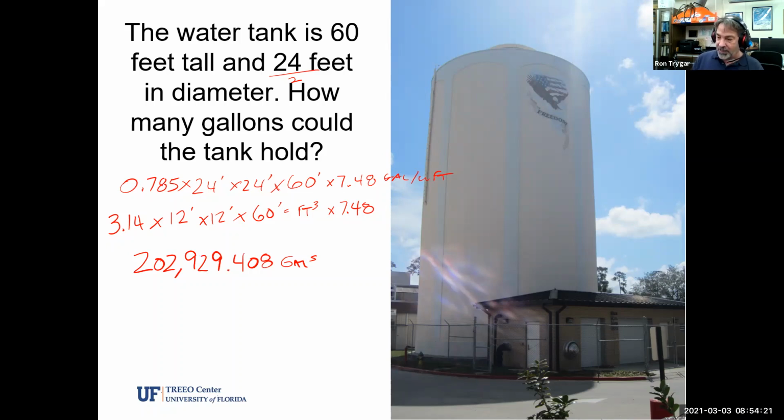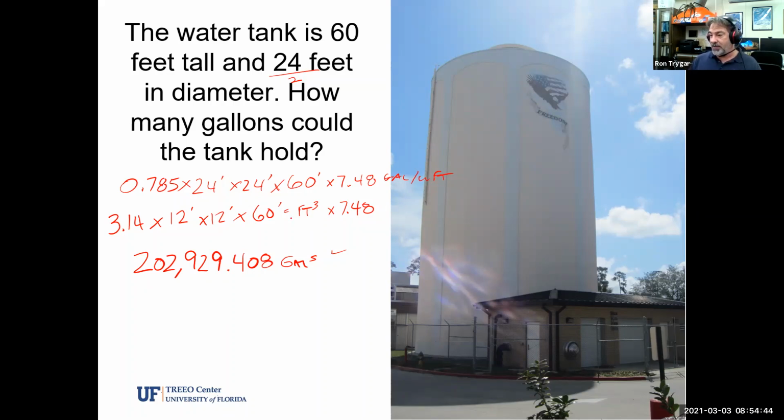And if you want to check the math out, the other method, 3.14 times 12 times 12 times 60 times 7.48. And I got exactly the same number. I got that again when I did the 3.14 method. So double check your work, make sure you're paying attention to where you are. Just multiply it straight through and you're good to go.